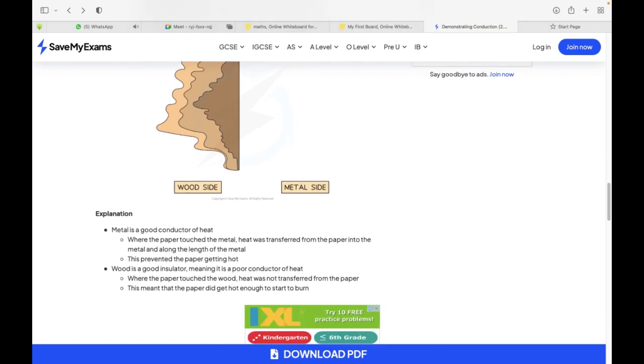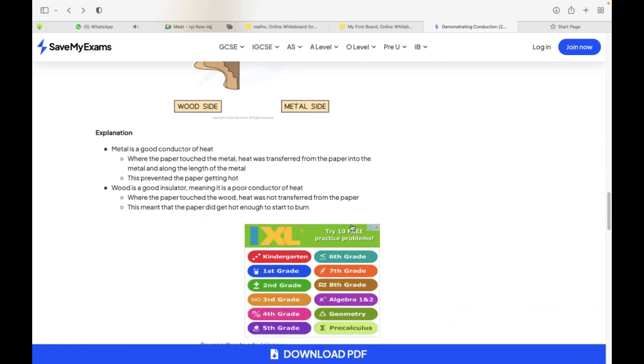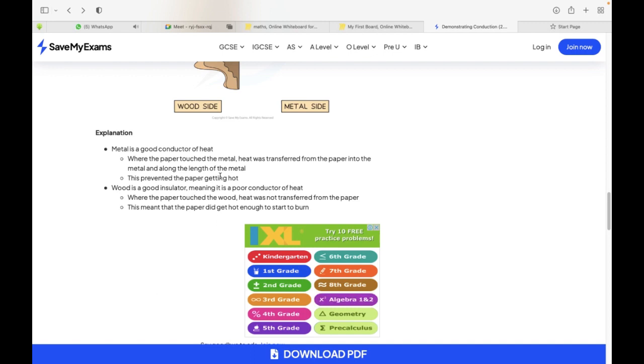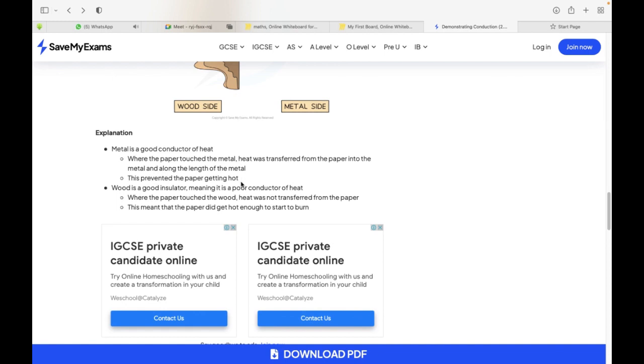So what happens? Let's see the explanation. Metal is a good conductor of heat, so nothing happens to it. Where the paper touched the metal, heat was transferred from the paper into the metal and along the length of the metal. This prevented the paper from getting hot. The heat has been transferred to the metal, so the paper on that part was not hot.